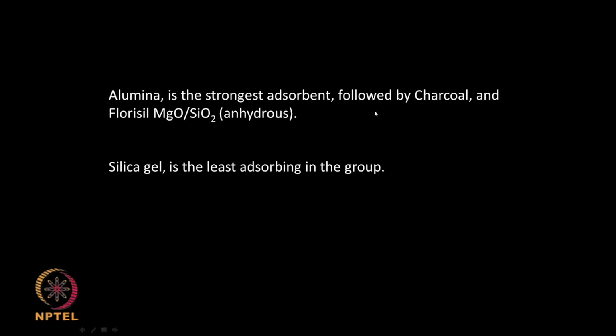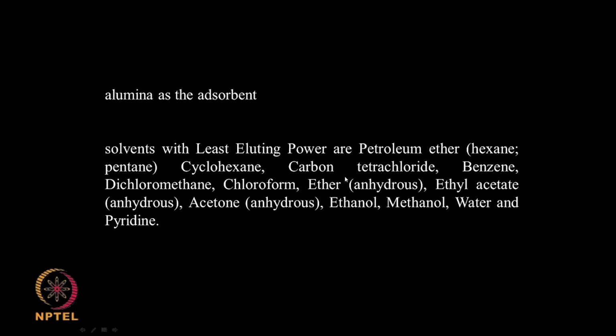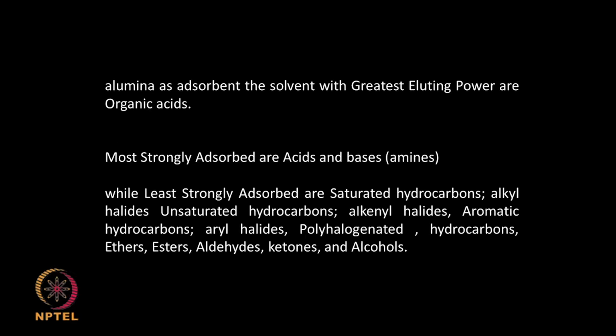Alumina is the strongest adsorbent, followed by charcoal and so on. Silica gel is the least adsorbing in the group. Okay. Alumina as the adsorbent, then you use different solvents for these solute mixtures to travel upwards, right. So, you can have petroleum ether, and they have the least eluting power, and then we have cyclohexane, carbon tetrachloride, benzene, dichloromethane, chloroform, ether, ethyl acetate, acetone, ethanol, methanol, water and pyridine. So, if alumina is the adsorbent, least eluting power solvents are given in that order.